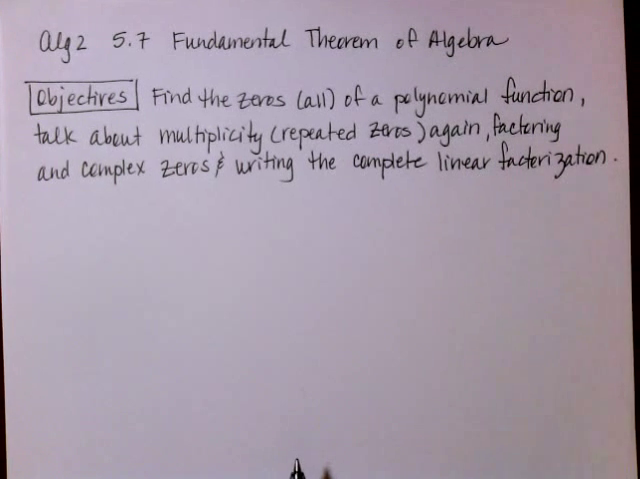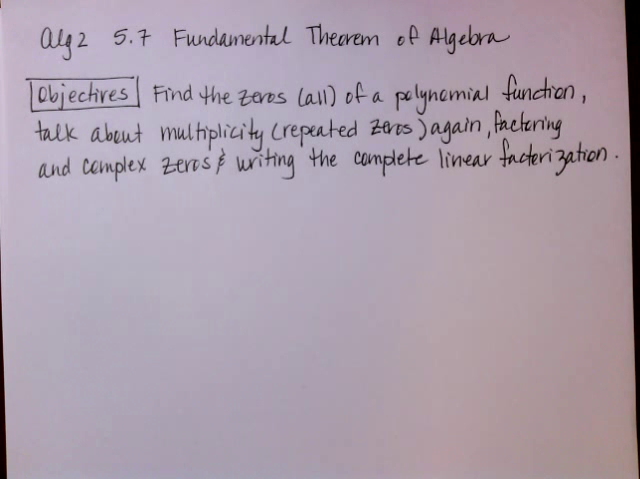Hello, ladies and gentlemen. We're going to do 5.7 today. It is the fundamental theorem of algebra. We are going to find all of the zeros of a polynomial function. We're going to talk about multiplicity and repeated zeros again. And then we're going to talk about factoring and complex zeros. And then we're going to write the complete linear factorization.